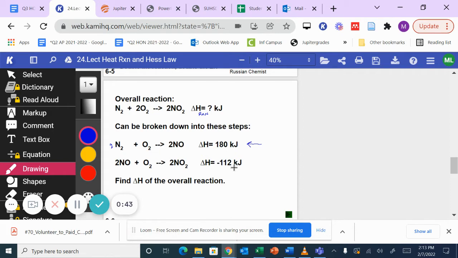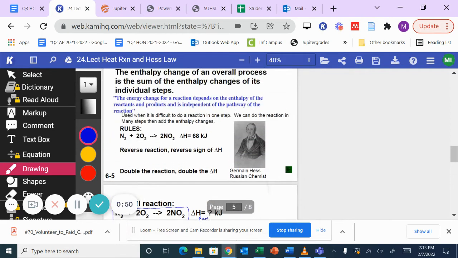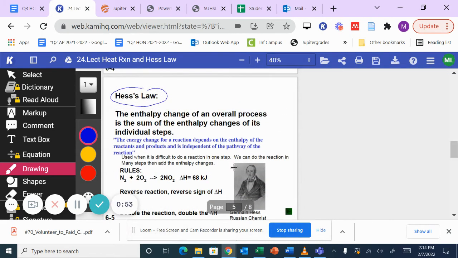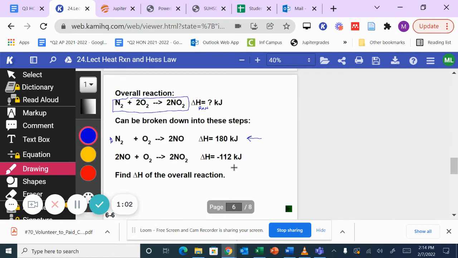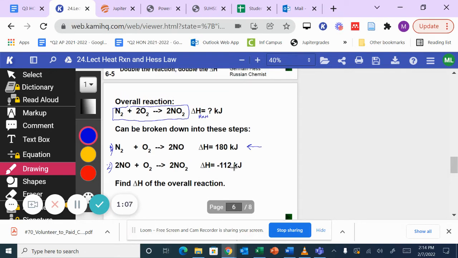So what happened is, since this reaction happened in 2 steps, Hess's law states that all we can do is add the delta H of reactions of these 2. Because equation number 1 and equation number 2 were used to get to the final equation, we can just add these delta H's, okay? The reason we can do that is because energy, or delta H, is a state function.